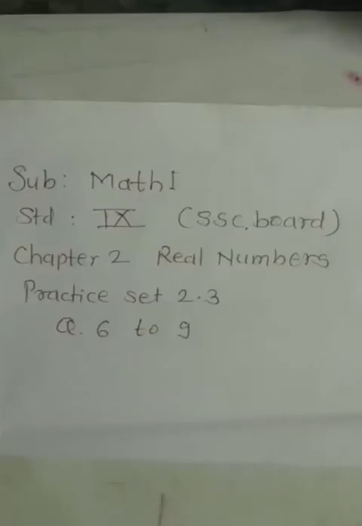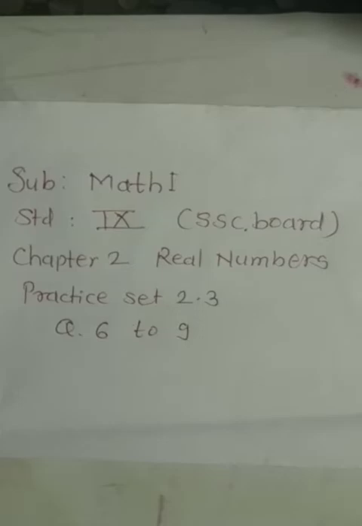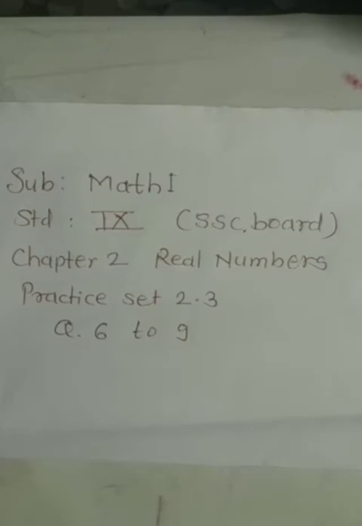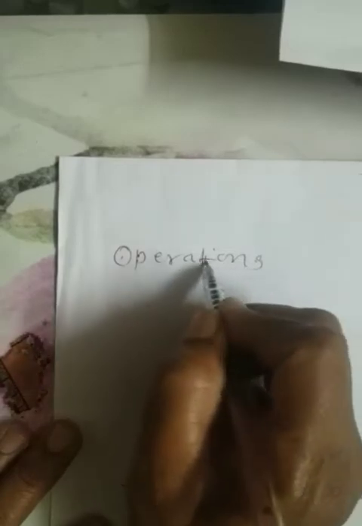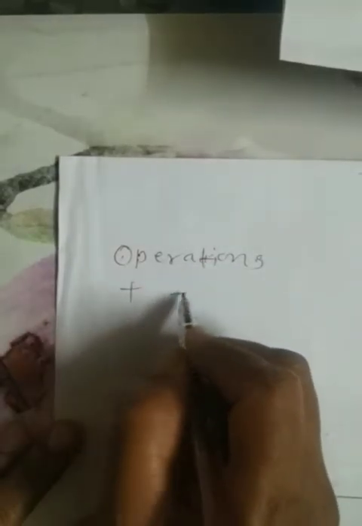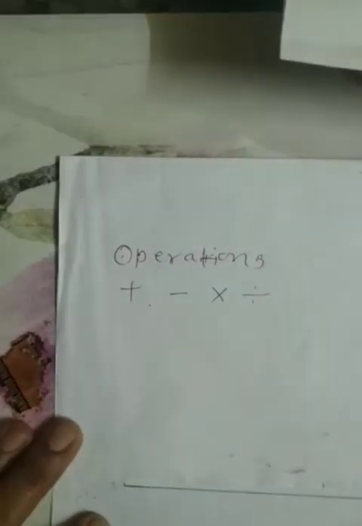Hello students, in the last video we solved examples of practice set 2.3. Now in this video we are going to solve the remaining questions, question numbers 6 to 9 in practice set 2.3 of real numbers. In these examples we have to do operations on real numbers, like addition, subtraction, multiplication and division.